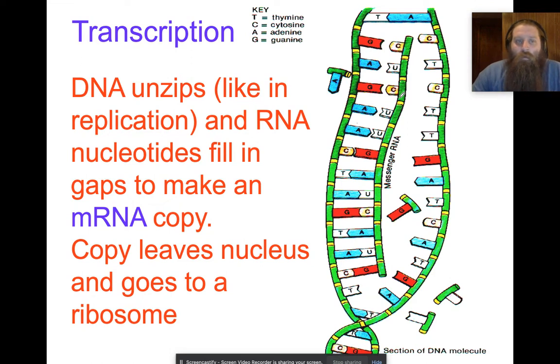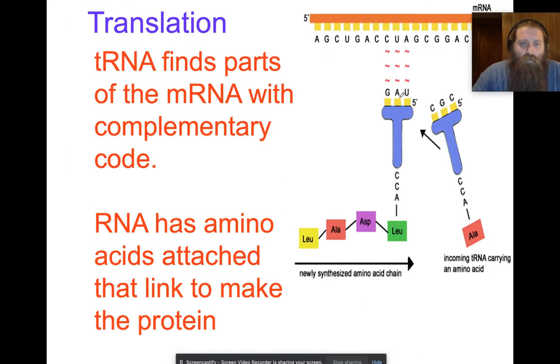So the DNA is going to unzip, nucleotides are going to fall in and make an RNA strand, and then the mRNA is going to leave the nucleus through the nuclear pores that we learned about when we talked about organelles, and it's going to exit the nucleus and go to a ribosome somewhere out in the cytoplasm. It could be a free ribosome in the cytoplasm. It could be a bound ribosome on the rough endoplasmic reticulum. Either one is capable of translating an mRNA strand.